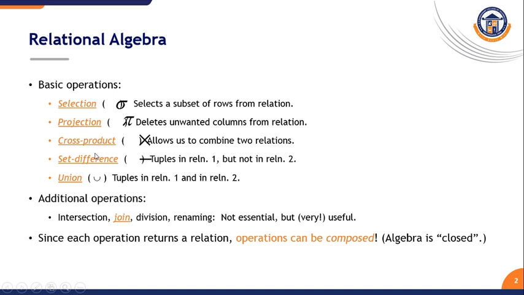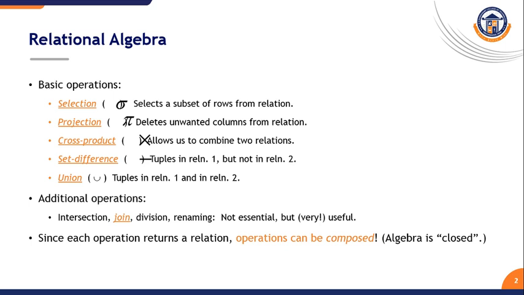Basically, the selection operation selects a subset of rows from a table. The projection deletes unwanted columns, or displays particular attributes from the database. The cross product combines two relations, which means in a database two relations can be combined into a single relation. Set difference gives tuples in one relation but not in the other. The union takes tuples from both relations. So we also have additional ones: the first is intersection, then join, division, and renaming operations as well.